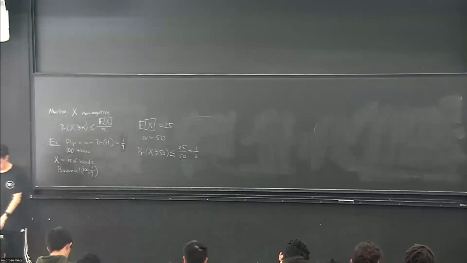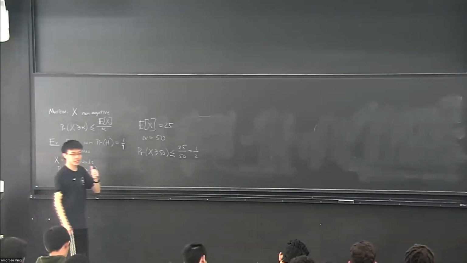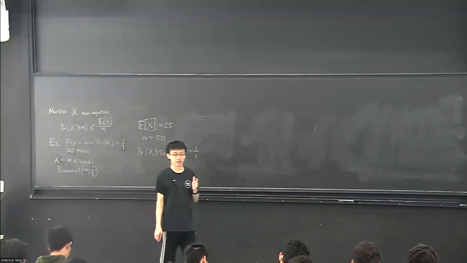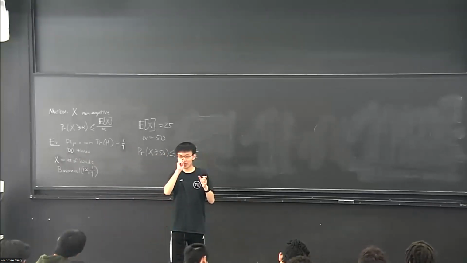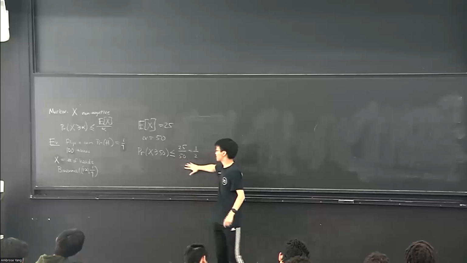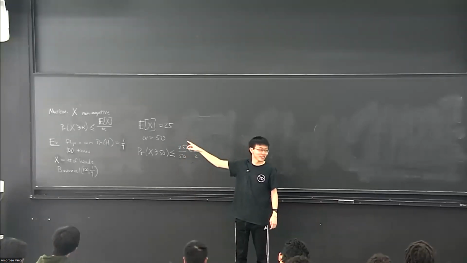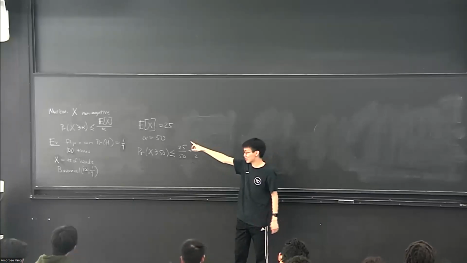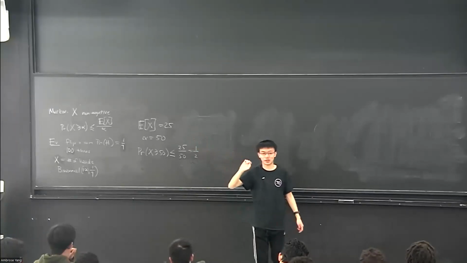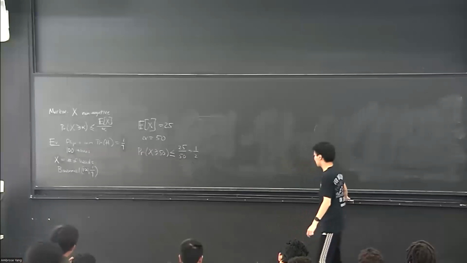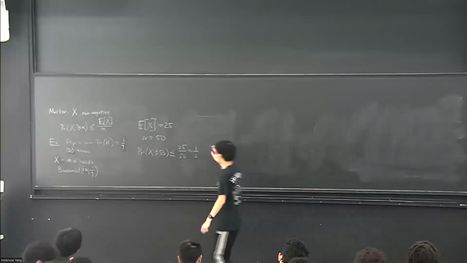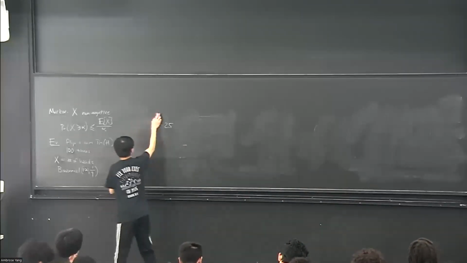For the other two, I believe there are two other ones. There's Chebyshev's inequality and Hoeffding's inequality. So I'm actually going to erase this because this Markov bound is so bad. But you should remember the formula, because there is a good chance it will come up. But I'm going to erase this, and I'm going to give you an example.